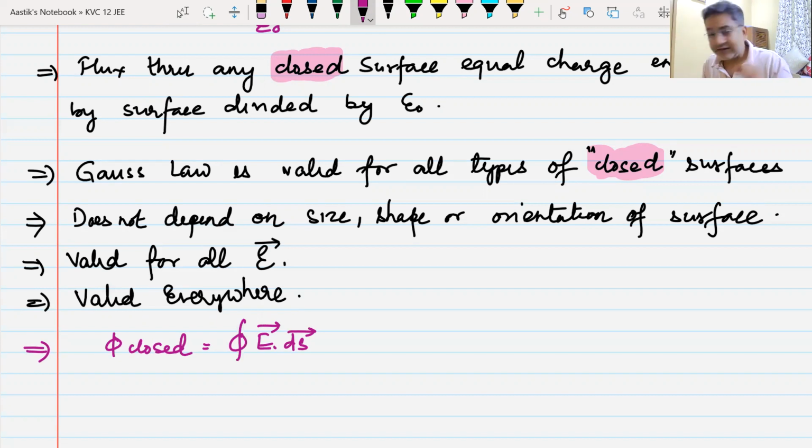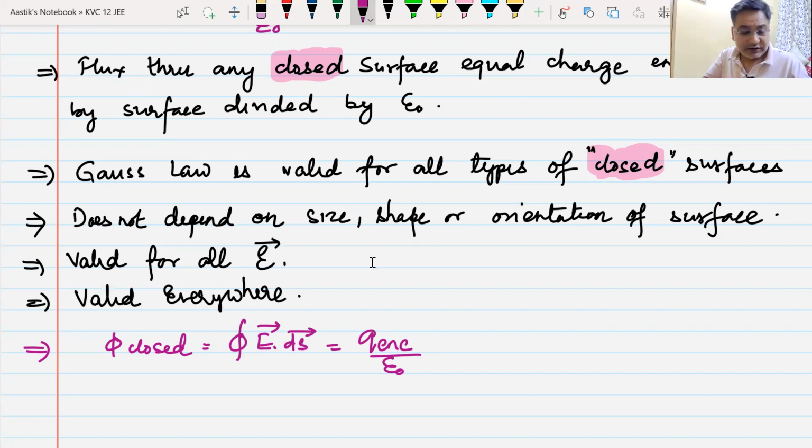And I told you this is the surface integral of electric field. Do you remember it? Yes, sir. So this surface integral of electric field is always equal to charge enclosed divided by epsilon naught. So you can write the statement of Gauss law in terms of the surface integral as well.